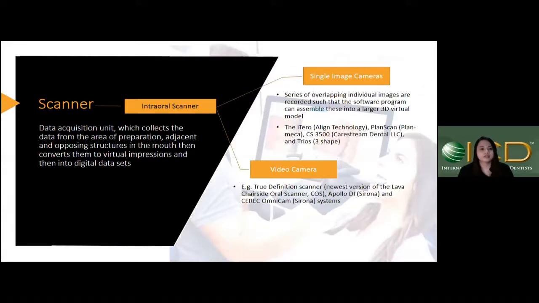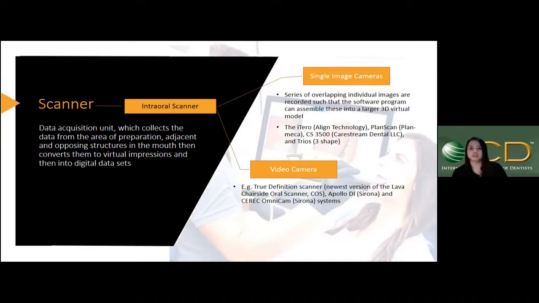And another scanner is the intraoral scanner. With the intraoral scanner, we scan data like the prepared tooth, adjacent teeth, antagonist teeth, and all the structures inside the patient's mouth. So it's called an intraoral scanner. And in general, it can be divided into two types: a single image camera and a video camera.